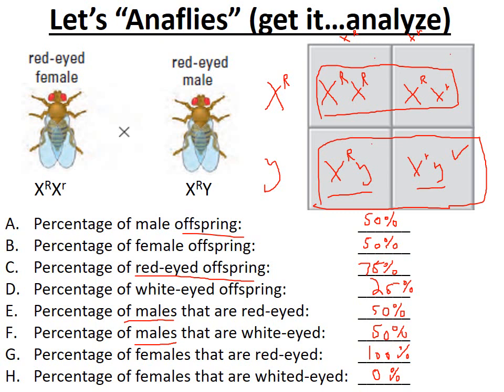And again, the genotypes will have a base letter. The base letter is which chromosome the gene is on, and then a superscript to show if it's the dominant or recessive allele for that trait on that particular chromosome. And the gametes work in the same way. X big R, X little r can make X big R or X little r. The male can make X big R here or Y.